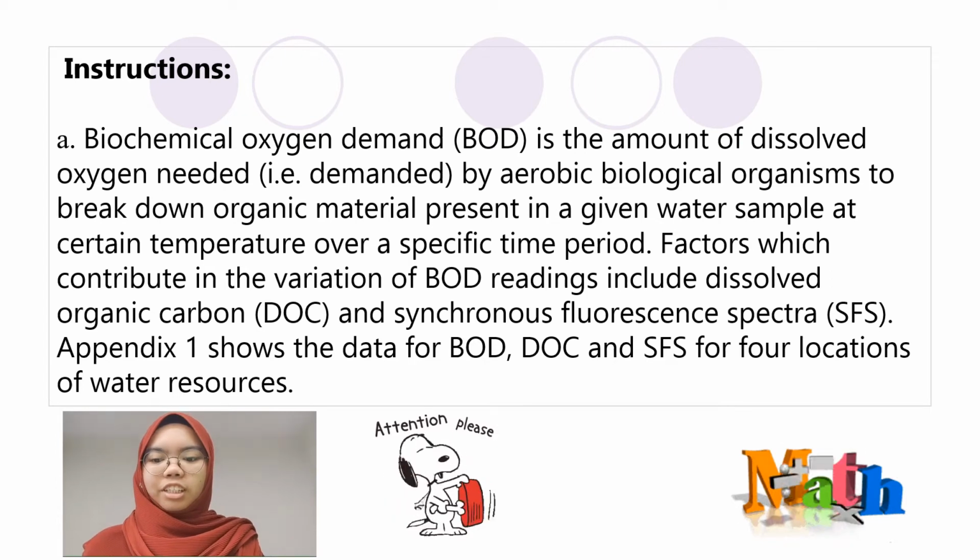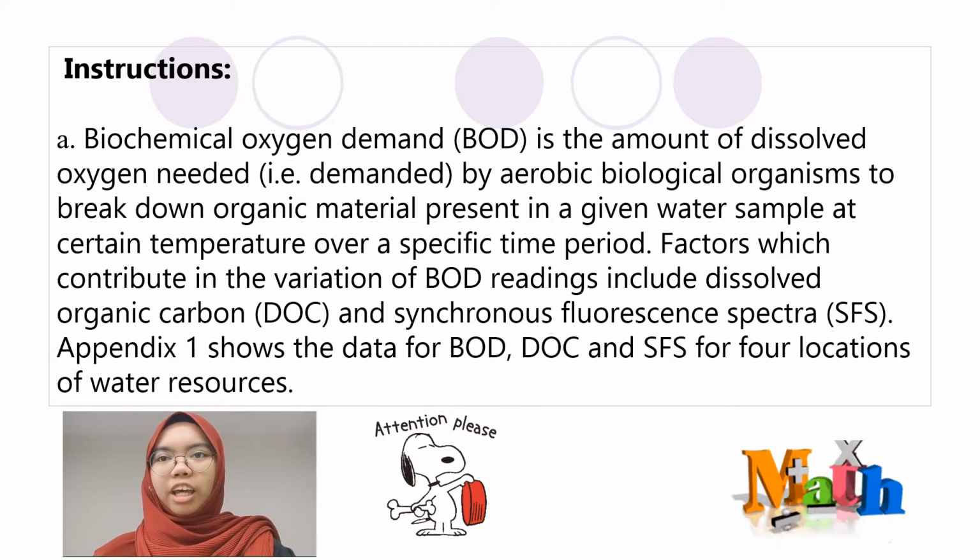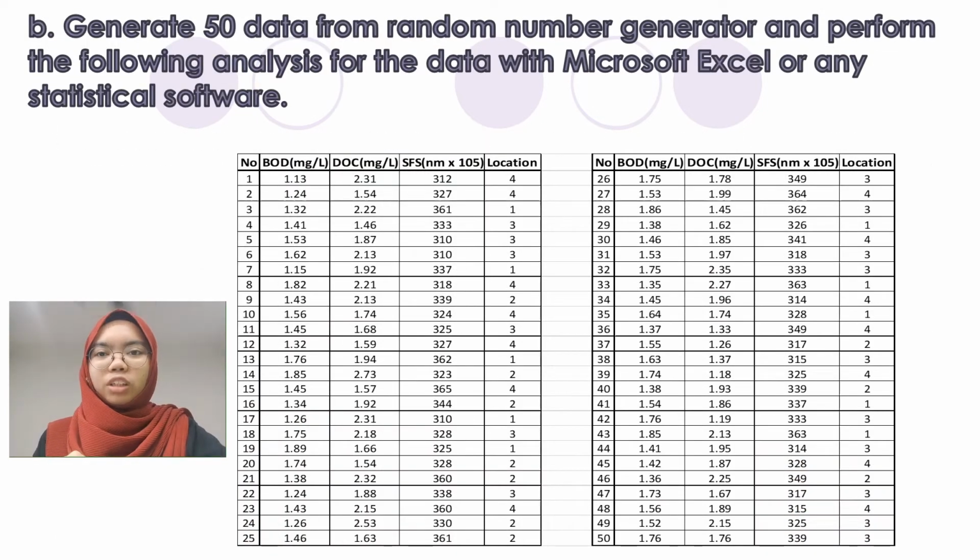This is the instruction that we get to start our discussion for biochemical oxygen demand. BOD is the amount of dissolved oxygen needed by aerobic biological organisms to break down organic material present in a given water sample at a certain temperature over a specific time period. Appendix 1 shows the data for BOD, DOC, and SFS for 4 locations of water resources. We need to generate 50 data from random numbers, and these are the 50 data that were filtered by my group mate.